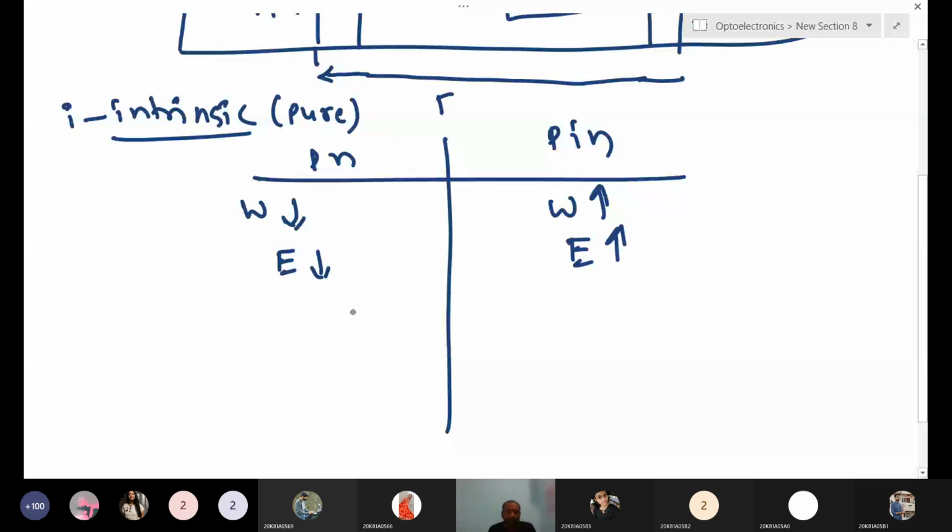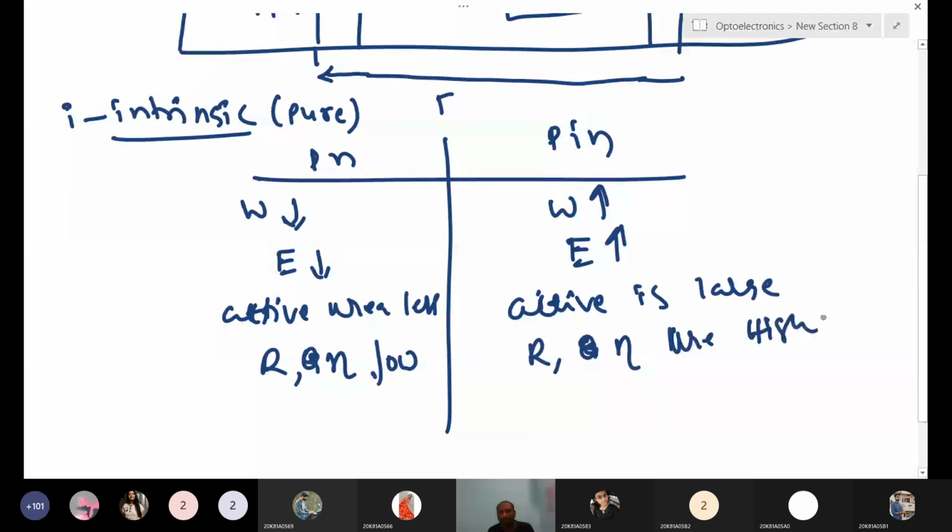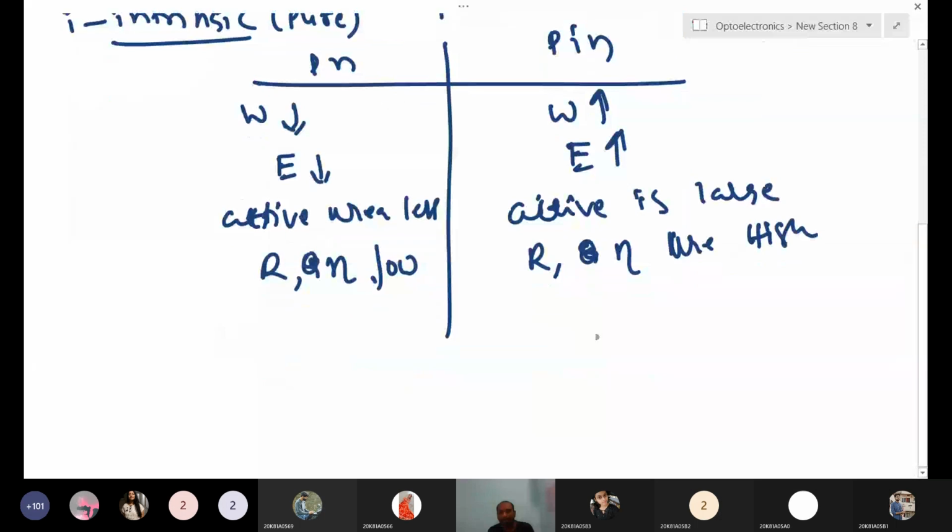You can extend the active area. The active area is also high here; the active area is large compared to the bulk regions. The active area is less in PN. Also, the responsivity and quantum efficiency are low in PN. You can write here that responsivity and quantum efficiency, or eta, are high in PIN, and the current is also high in PIN. Here the current is low.